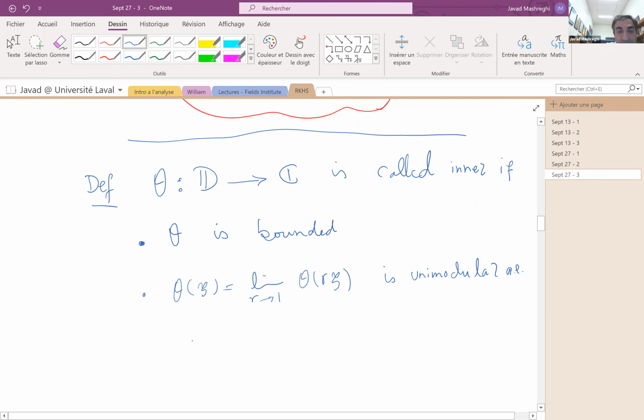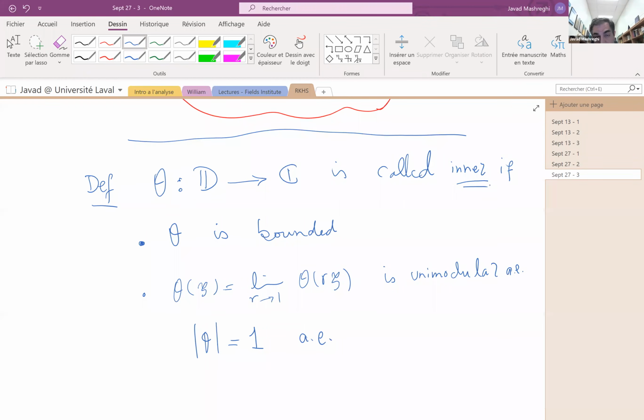Almost everywhere, unimodular means the absolute value of theta is equal to 1. Such a function is called an inner function. Well, that's my difficulty here. For those who are familiar with the subject, this is a piece of bread. It's very easy. And for those who don't know the subject, just giving this definition gives no clue what we are talking about.